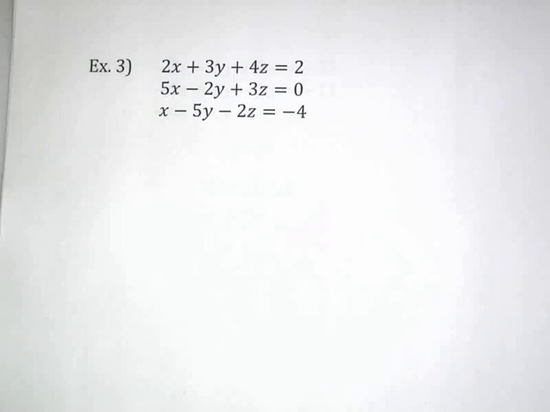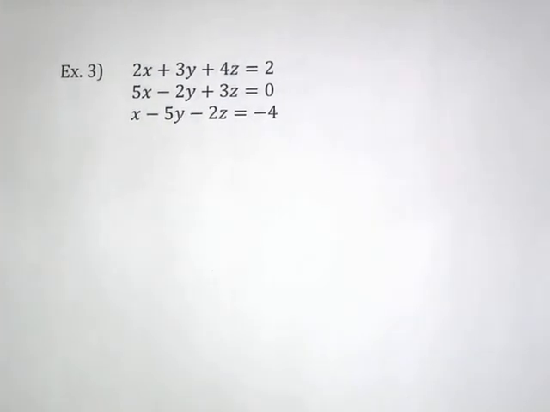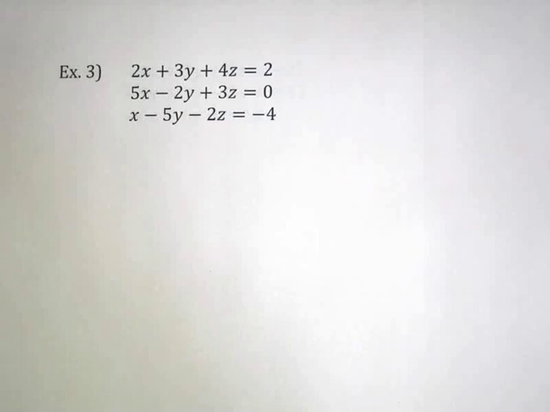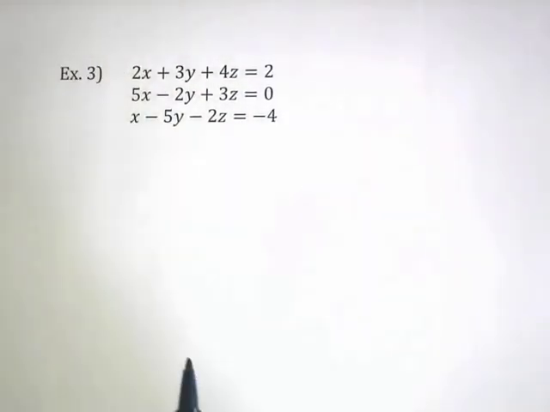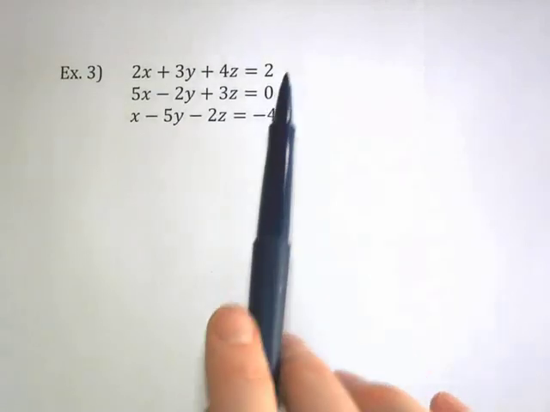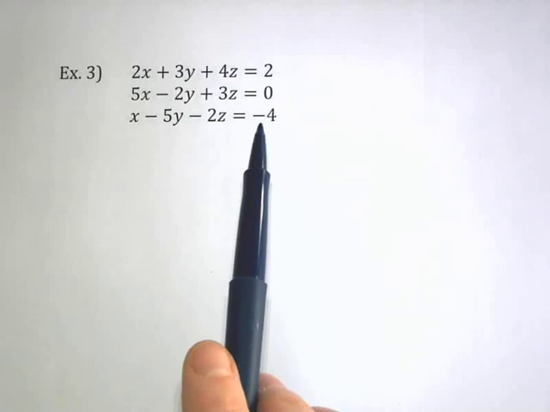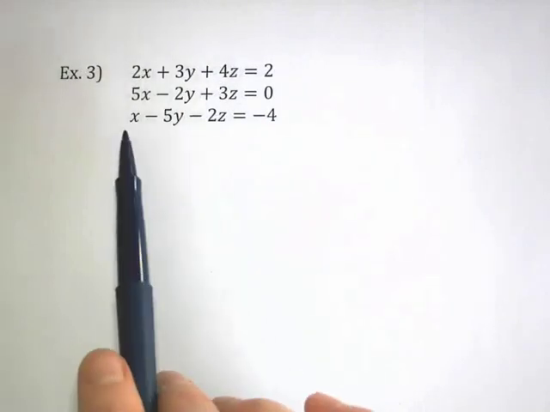All right, moving on to example 3. Same as before, we've got 3 equations with 3 variables. So we're just going to do a whole bunch of elimination. And then once we've done that a couple of times, we'll start substituting things back in. So if I look at these equations here, I'm going to start out by using the first equation and the third equation.